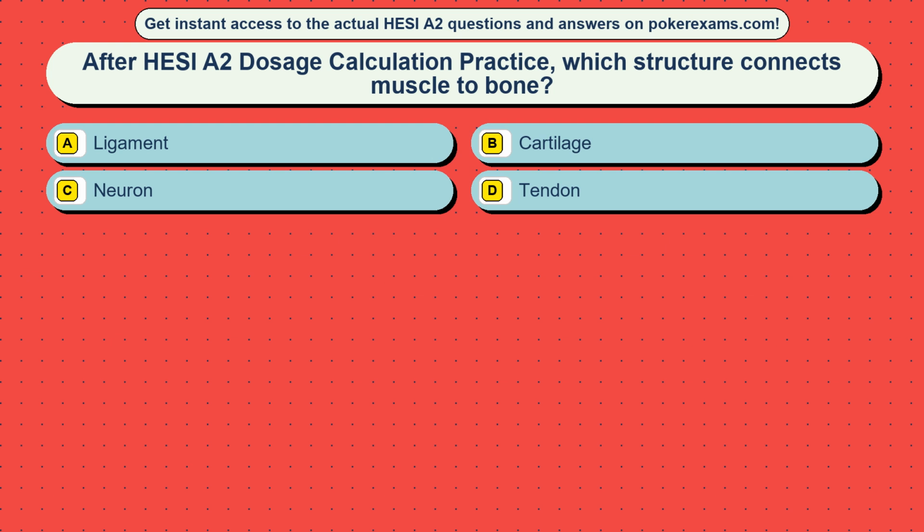Question 26. After HESI A2 dosage calculation practice, which structure connects muscle to bone?